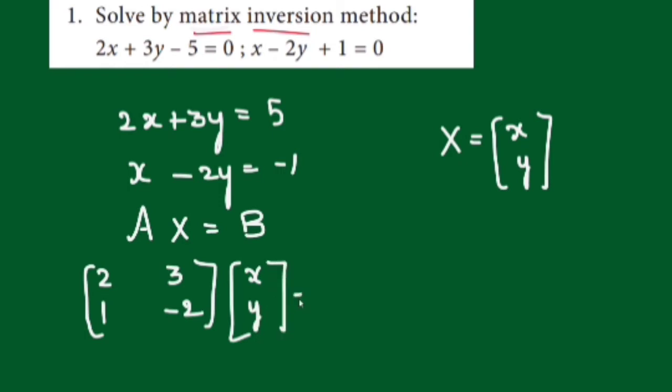Then you write matrix B. What is matrix B? Matrix B is the constants. What are the constants here? 5, minus 1. So write the constants. This is the first step: you have to write it in matrix form. Now our aim is to find x and y.